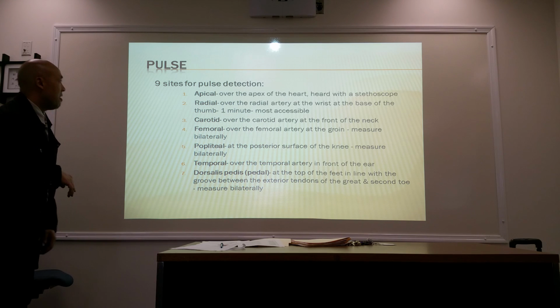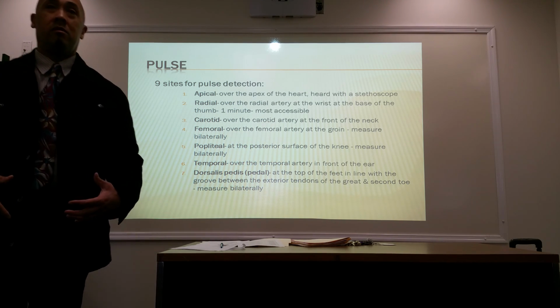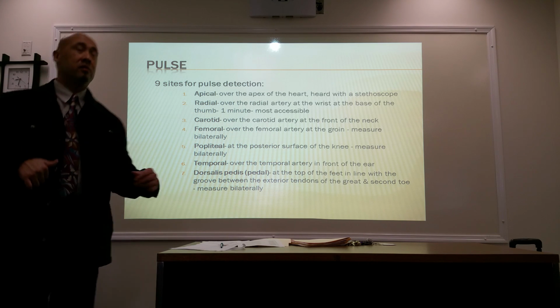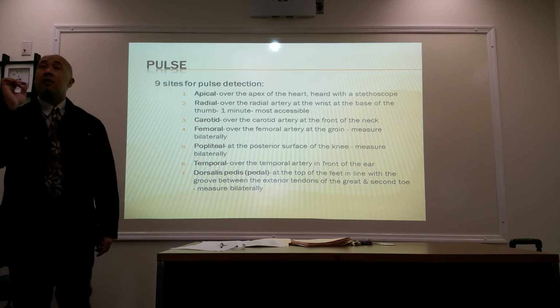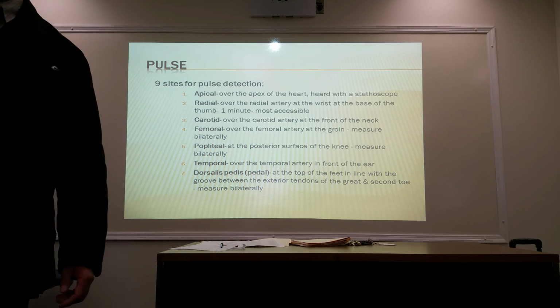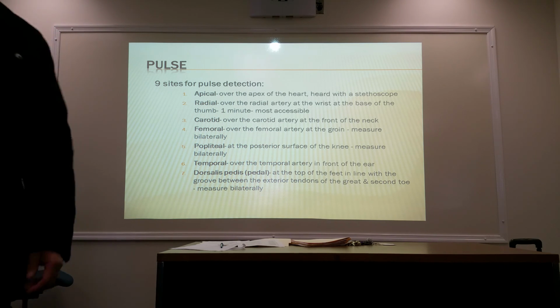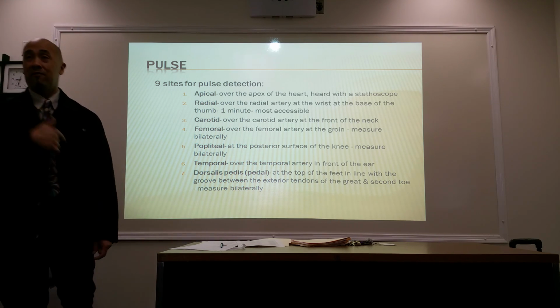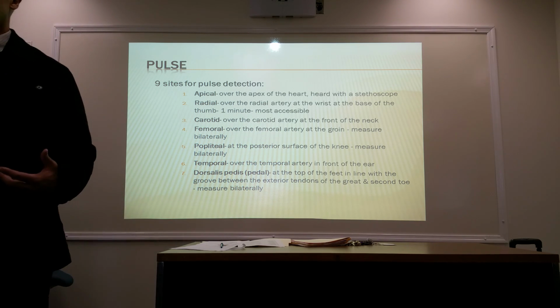Okay? Femoral. The femoral artery is in the groin area. I'm not going to show you where that is. Okay? But it's here. Now, it is a very large artery, which is a great thing, but here's the downside to that femoral artery. It's also superficial, close to the top of your skin.